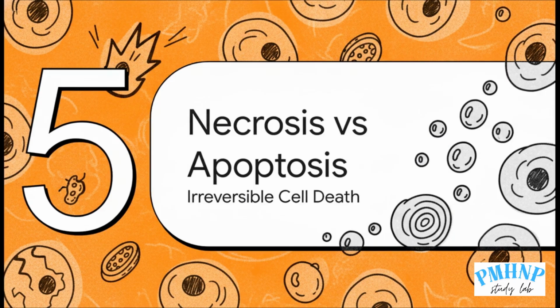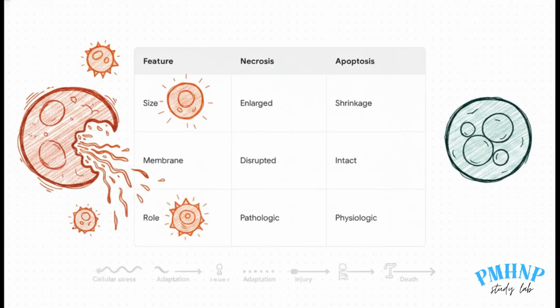Section 5. Cell death. Necrosis versus apoptosis. Take a mental screenshot of this breakdown. You absolutely must know the difference here. Necrosis is messy. The cell enlarges and swells, the plasma membrane is violently disrupted, the contents leak out everywhere, and it immediately triggers adjacent inflammation. It is invariably pathologic. Apoptosis, however, is neat and tidy. The cell shrinks, the membrane remains perfectly intact, cellular contents are safely packaged into apoptotic bodies, and there is zero surrounding inflammation. It's very often just a normal physiologic process of cleaning up unwanted cells.